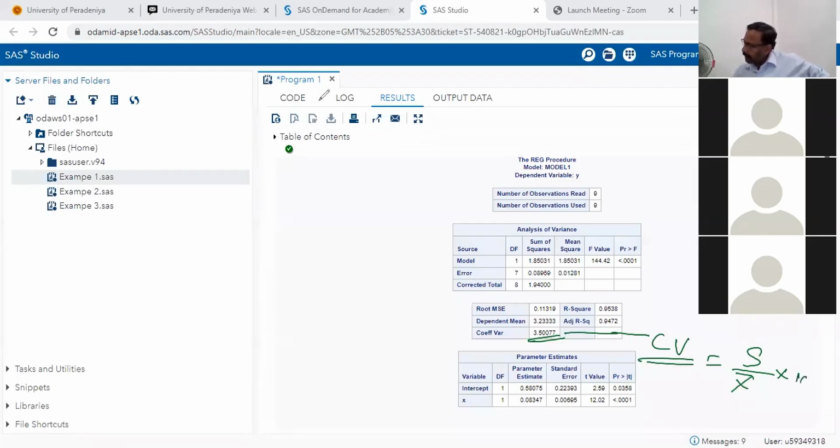Right? So this is given by the CV. That is fine. We need two other things. One is R, the R square. In regression, these are the two things.